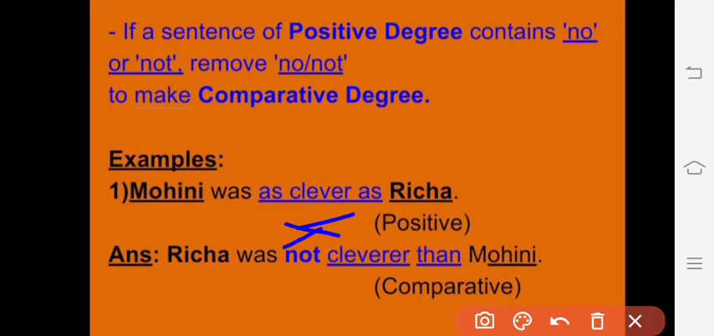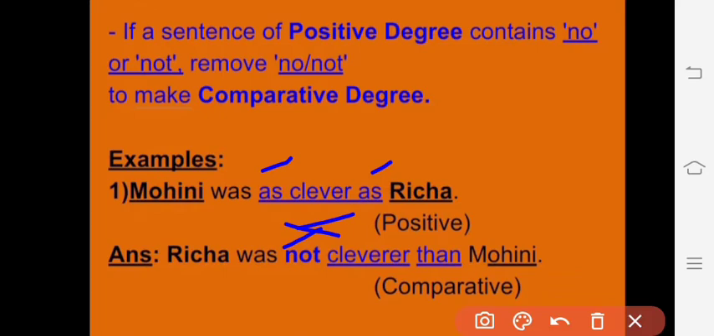Again I repeat the rule. When you convert positive degree into comparative degree, just make it clear. If as and so as is given, it is called positive degree. Second step, interchange noun or pronoun. If Mohini or she, whatever, he, she, it is called pronoun, and if names are given, it is called noun. Second step, interchange the nouns.